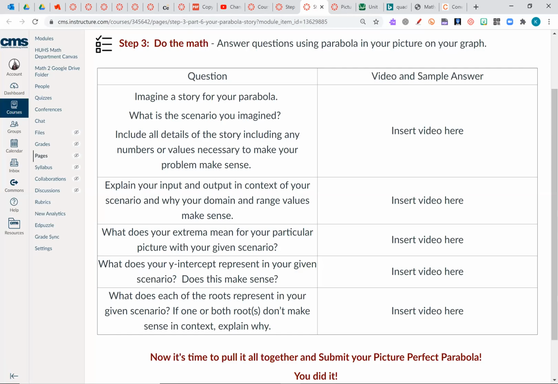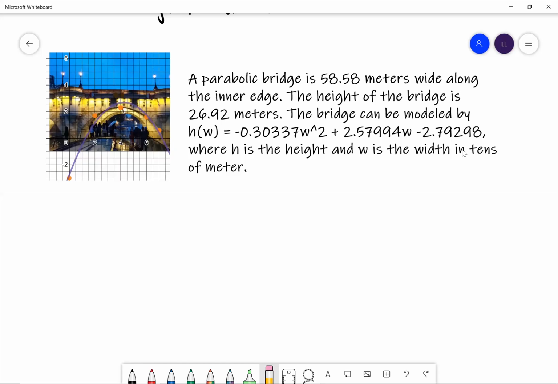Hi everybody, in this video we're going to explain what each of the roots represents in your given scenario. If one or both roots don't make sense in context, explain why. Okay, so let's get back to our graph. All right, so here we are. Let's take a look at our x-intercepts.